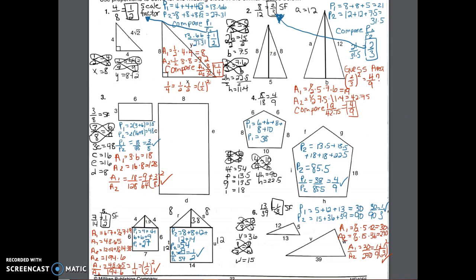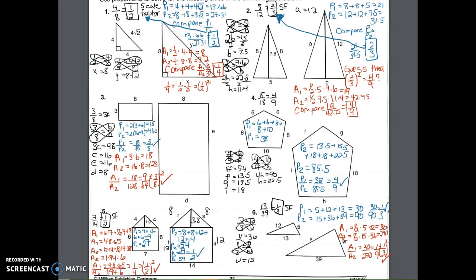On number 5, the scale factor is 1/2. When I compare the perimeters, they do reduce down to 1/2, which is equal to the scale factor. And then when I compare the areas, it comes down to 1/4, which is 1/2 squared. And number 6, when I compare the perimeters, I get 30 over 90, which reduces down to 1/3, which is equivalent to the scale factor. And when I compare the areas, I get 30 over 270. That reduces to 1/9, which relates back to 1/3 squared, the same scale factor.